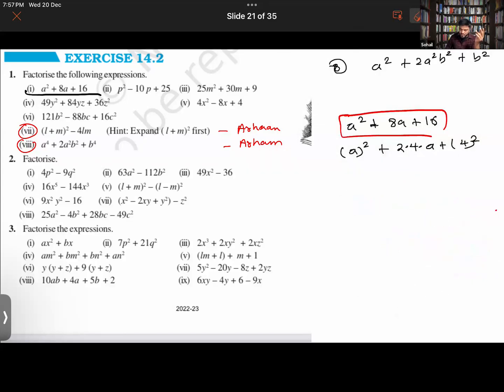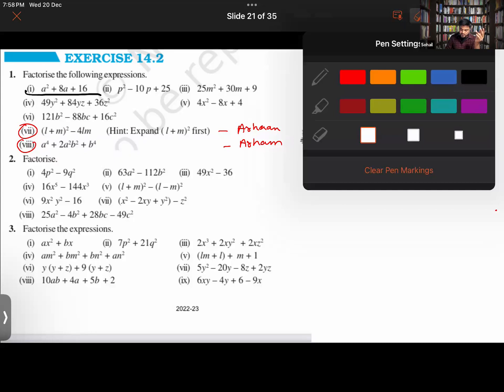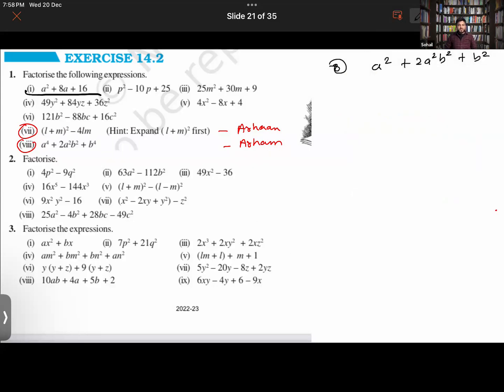Sir, in this the answer is L minus m whole square. You're getting L minus m whole square. Okay, let's solve it and then find out. By the way, you got your answer, Arham? What value are you getting? Sir, just give me a second. Wait a second. Okay.